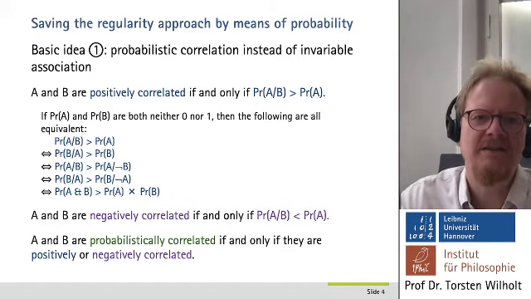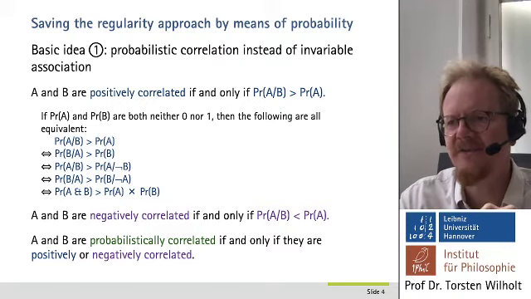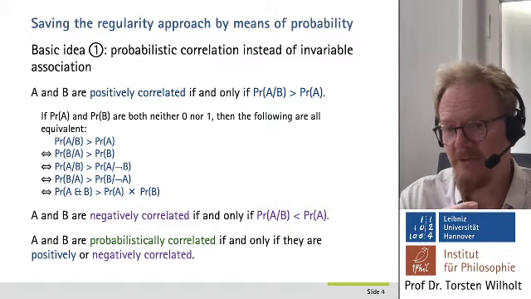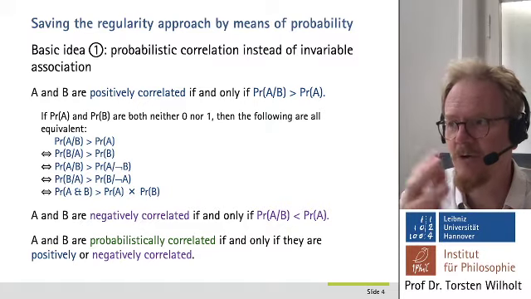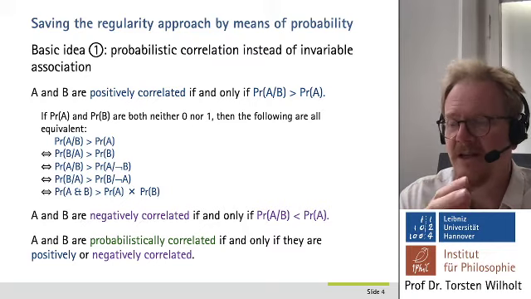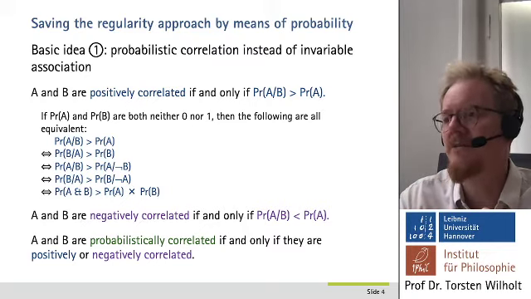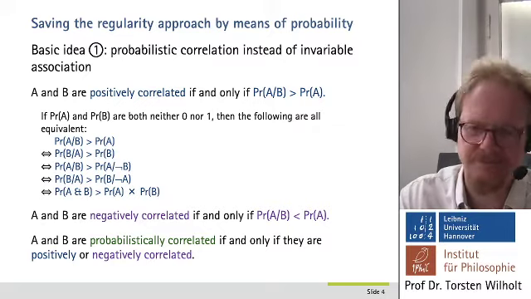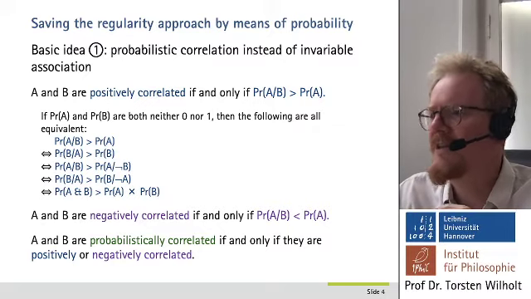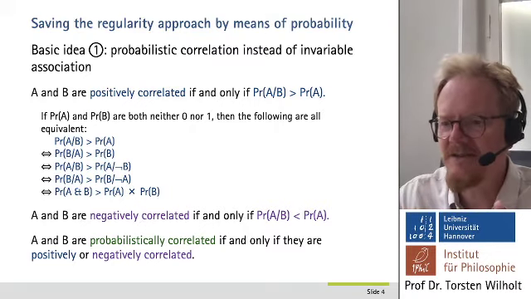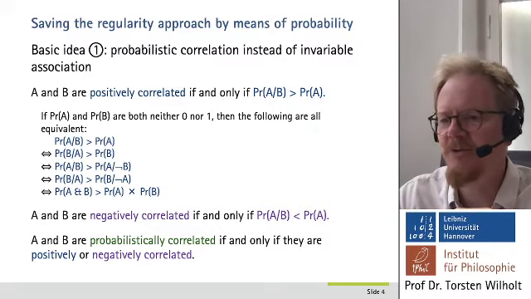So probabilistic correlation, the idea that we're talking about probabilistic correlation instead of invariable association, takes care of the problem that causes are not always invariably followed by certain kinds of events, for example, the smoking causes lung cancer example. It's clear how we can now talk about this, and it also promises to deal with indeterminism because we can apply the concept of probabilistic correlation also to indeterministic phenomena.